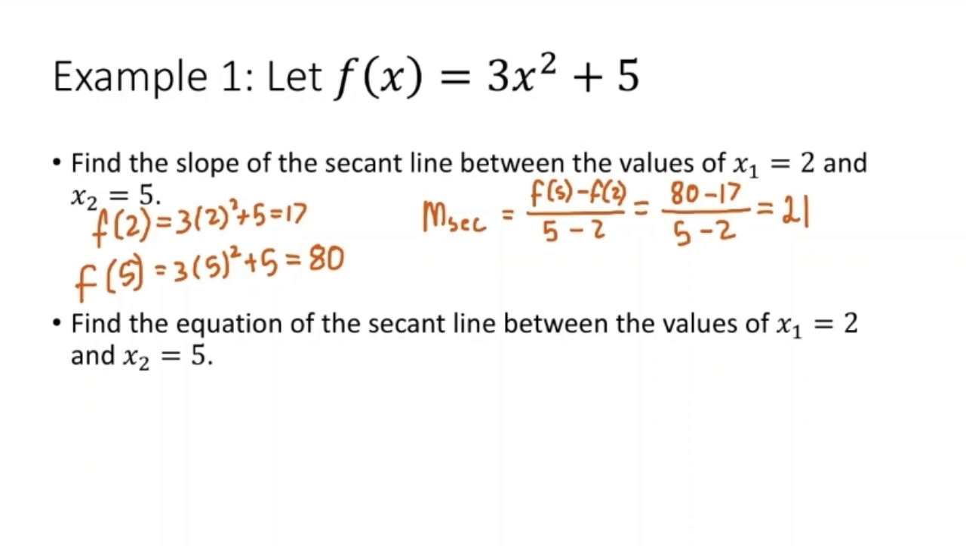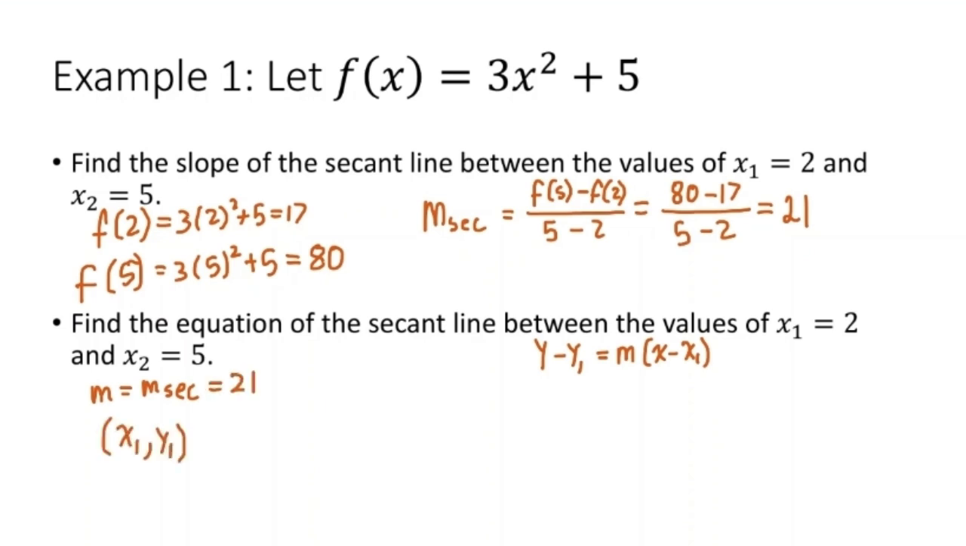Now we're going to find the equation of our secant line. There are several ways to go about writing the equation of a line. My favorite approach is to start with the point-slope form. The point-slope form, if you recall from college algebra or from the first section of the first unit, is y minus y1 equals m times x minus x1. In this problem, since we're finding a secant line, our slope is going to be the slope of the secant line that we found earlier, which is 21.